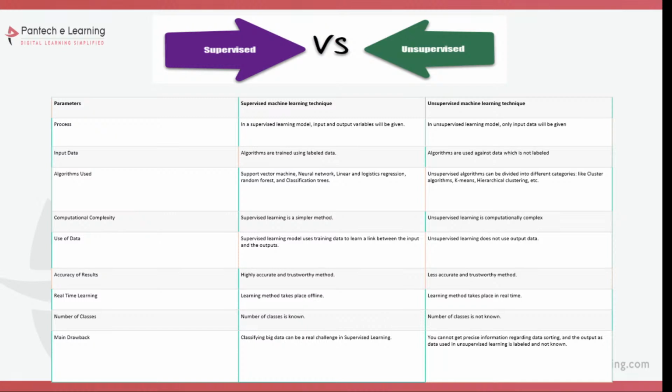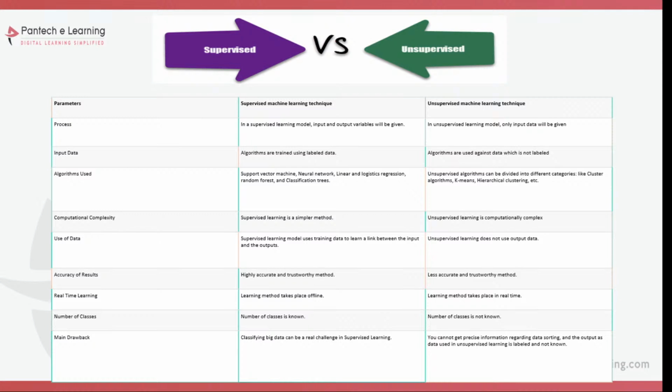Fine. Here are some of the differences between supervised and unsupervised. In supervised learning, input and output variables will be given by us, the users, okay? Whereas in unsupervised, we only give the input data and it will classify my output. What type of input data will be given? Algorithms are trained using labeled data in supervised. Whereas in unsupervised, we will not deal with labeled data, we will deal with mixed data.